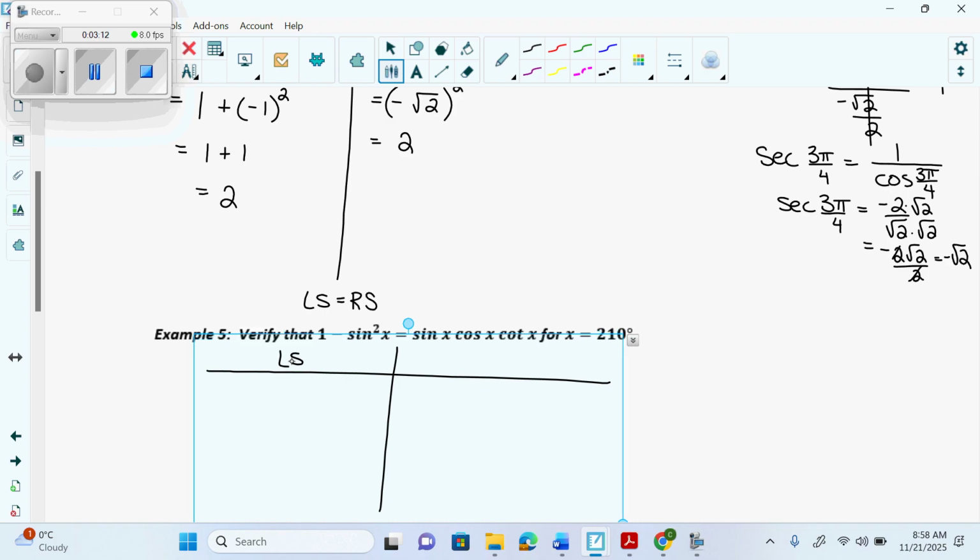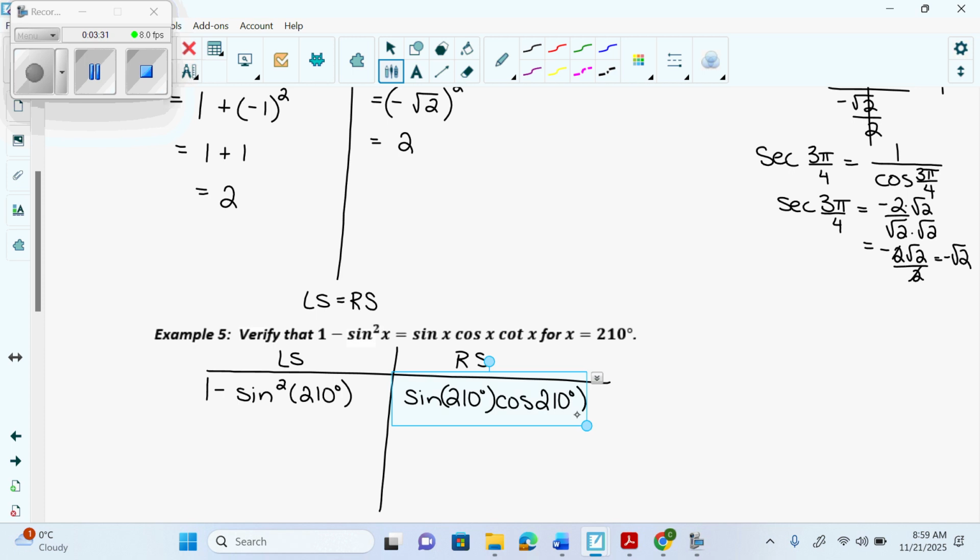We're going to go LS, RS, and we do 1 minus sine squared 210 degrees, sine 210 degrees, cos 210 degrees, cotan 210 degrees. Right? So the first step is just filling in that angle. Nothing crazy. That gets you 0.5, literally filling in the angle.